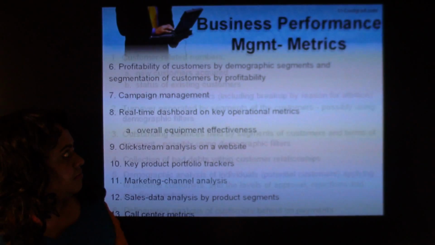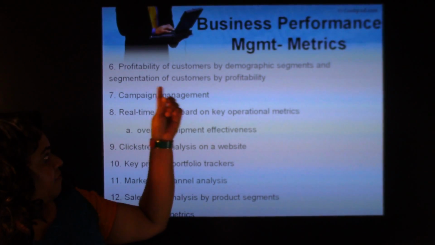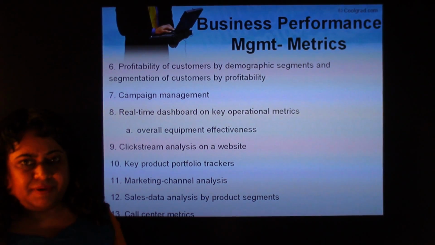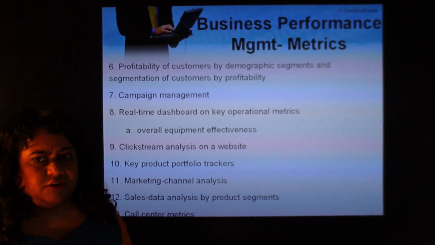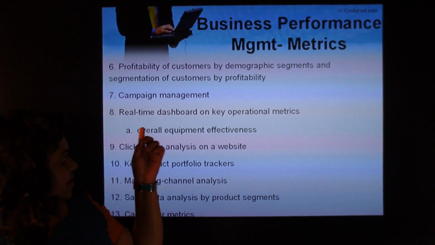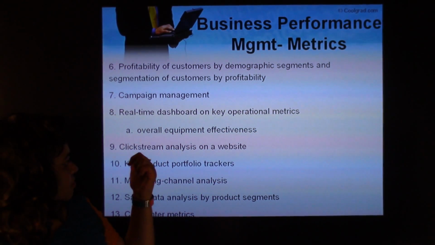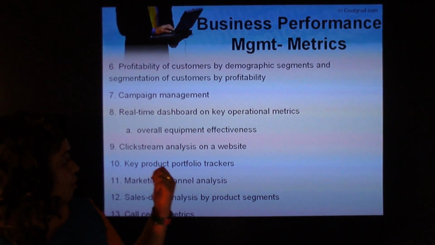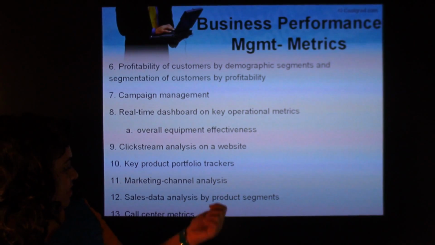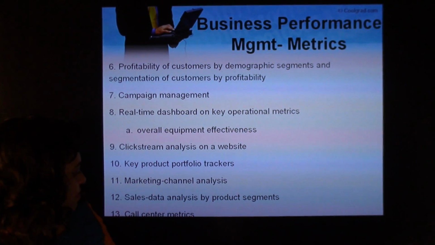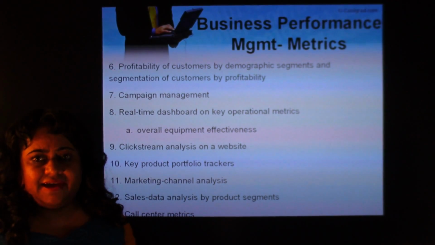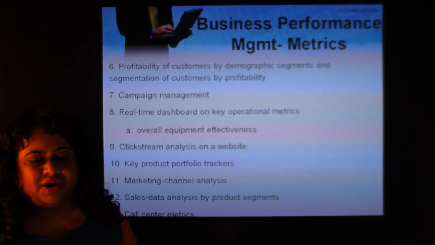So there's also profitability of customers by demographic segments, and campaign management. When you run a campaign, you want to know whether it's successful or not using key performance indicators. Real-time dashboards on key operational metrics, clickstream analysis on a website, so that's about making websites successful, key product portfolio trackers, marketing channel analysis, sales data analysis by product segments, call center metrics. There are all these different metrics that organizations need, and business intelligence, data mining, and data warehousing together help you deliver these metrics and dashboards.